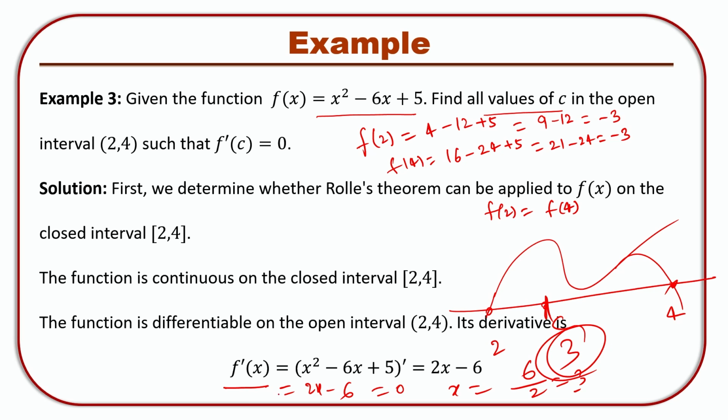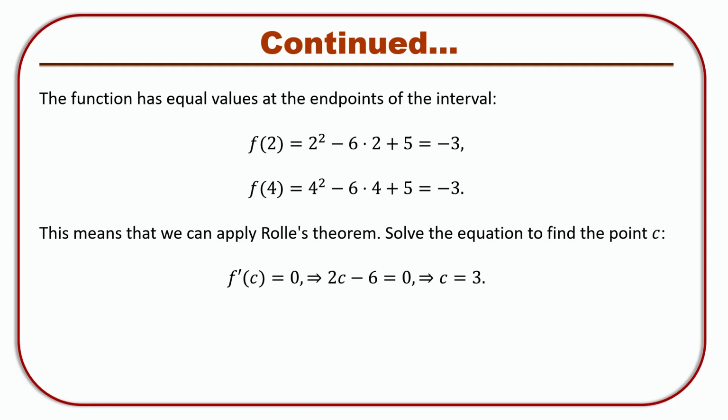We have to find out f dash of 3. So f dash of 3 is equal to how much? 2x minus 6 equal to 2 cross 3 minus 6 equal to 0. So by the Rolle's theorem, it is true that 3 will be the point C. So the value of C equal to 3 such that f dash of C equal to 0.